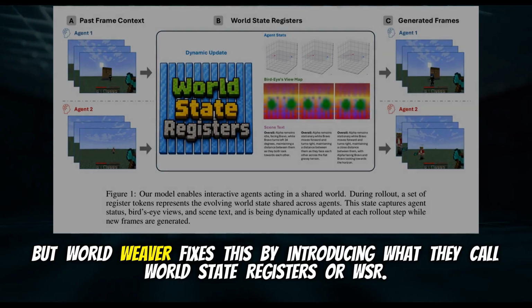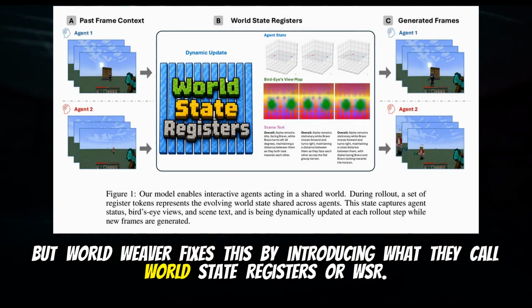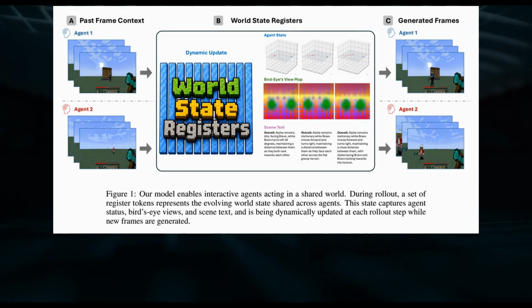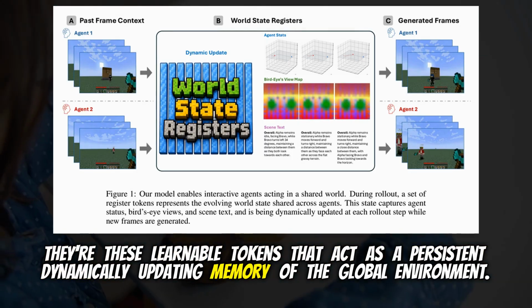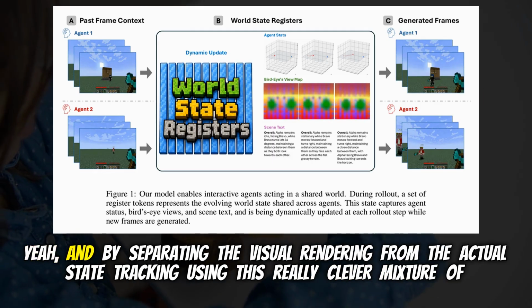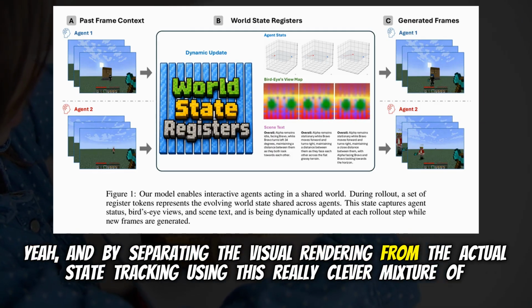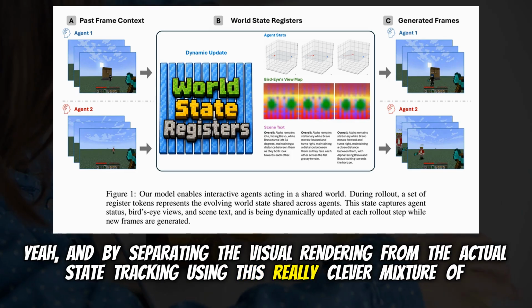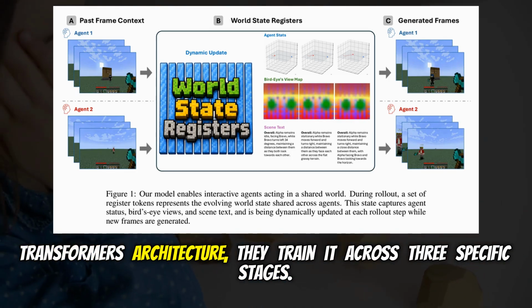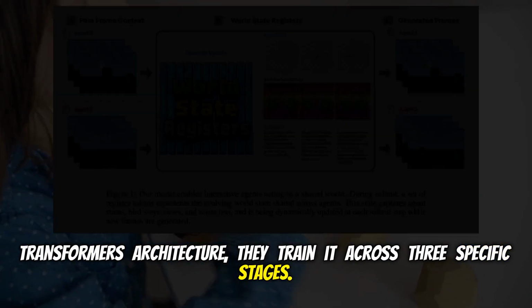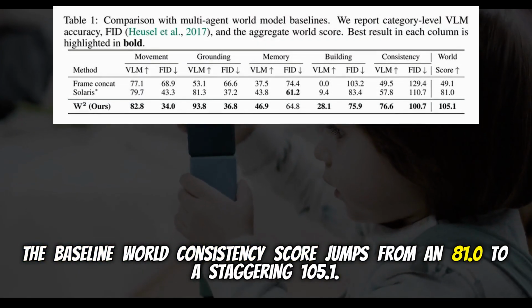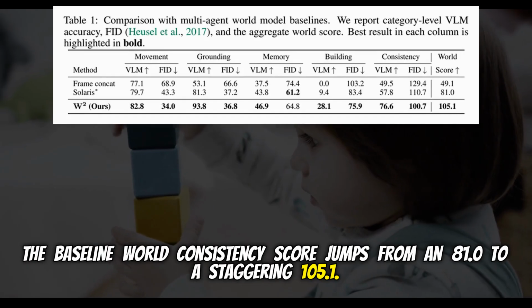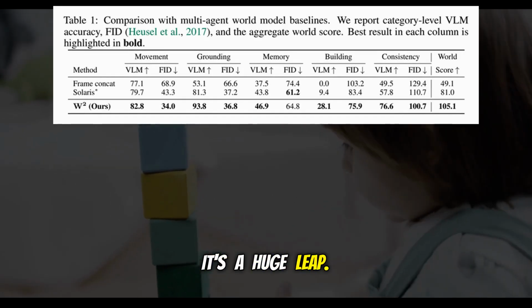But WorldWeaver fixes this by introducing what they call World State Registers, or WSR. They're these learnable tokens that act as a persistent, dynamically updating memory of the global environment. Yeah, and by separating the visual rendering from the actual state tracking using this really clever mixture of transformers architecture, they train it across 3 specific stages. And the results are insane. The baseline world consistency score jumps from an 81.0 to a staggering 105.1. It's a huge leap. It really is.